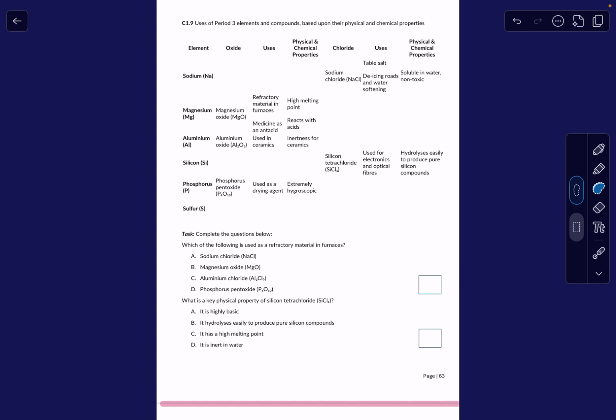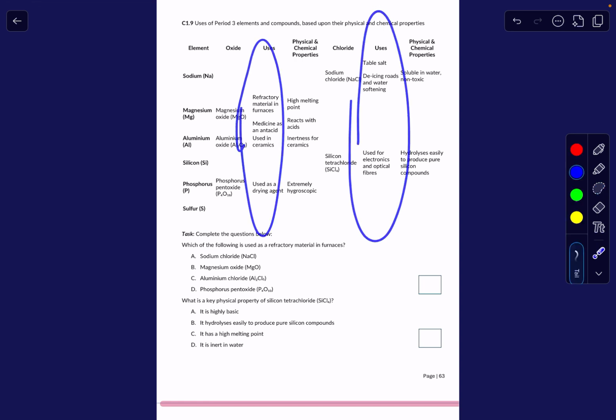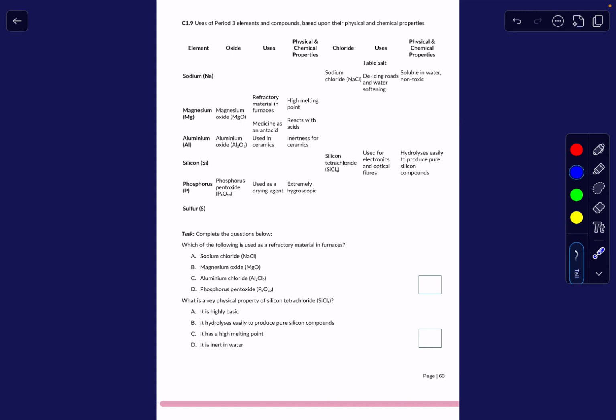The uses column's around here, and we do actually need to know the uses of common oxides for period 3 and common chlorides for period 3. And as you can imagine, something could be used for a bazillion different things. For example, sodium chloride, we can use it as table salt to make your food taste nice, or we can use it to de-ice roads and soften water. I'm not quite sure how many of the uses they want you to know, but I do think they want you to know the most common and appropriate ones.